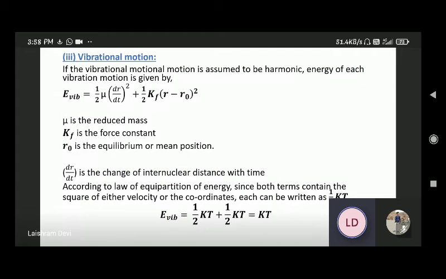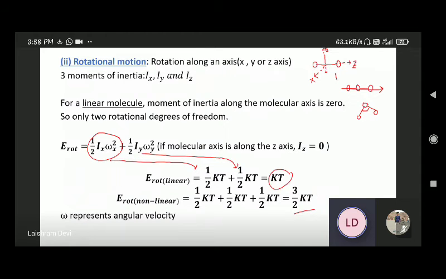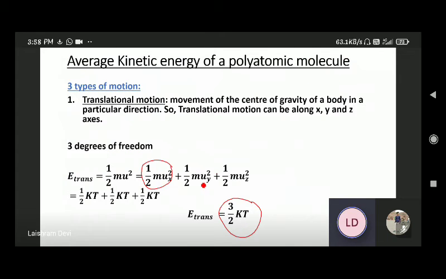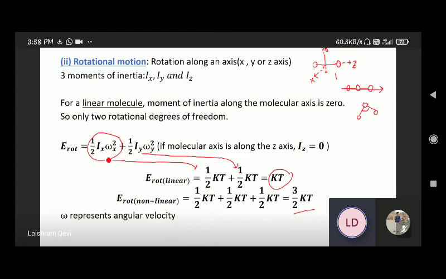ठीक है? ट्रांसलेशनल के लिए we have written in terms of half mv square only, क्योंकि ये just single ही direction पे move करते हैं ट्रांसलेशनल मोशन में. रोटेशनल में we have the formula of half I omega square in terms of angular velocity. Now is how to write down the vibrational motion, how to write down the expression for vibrational energy.